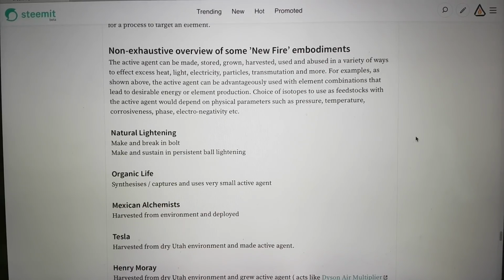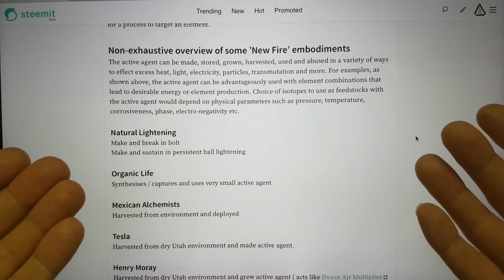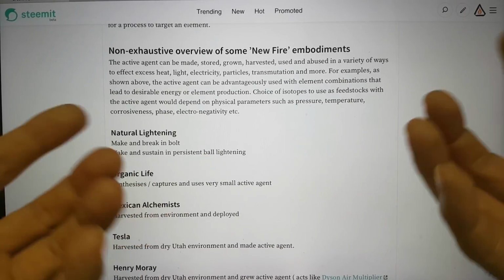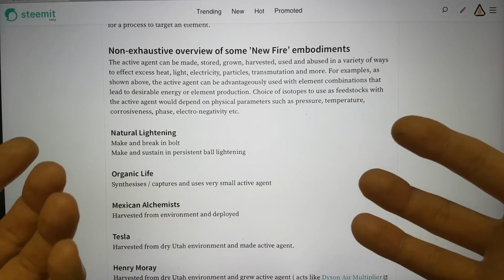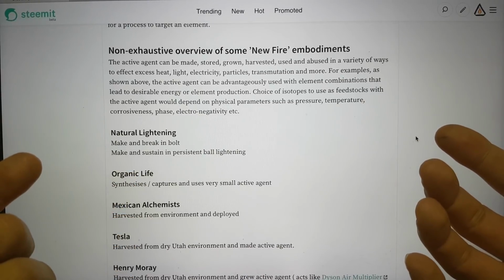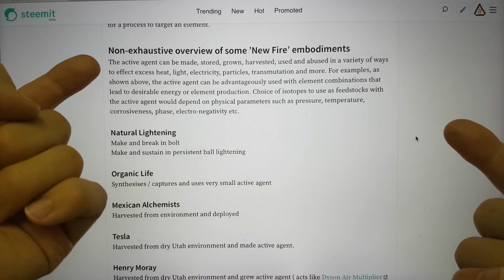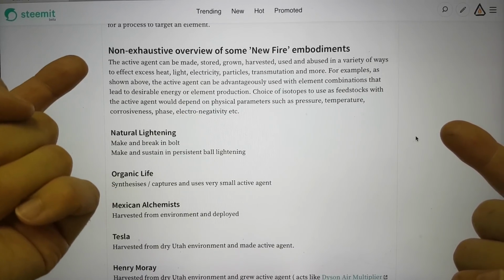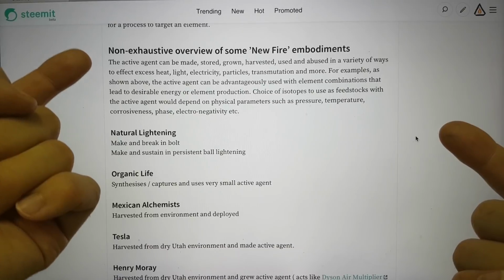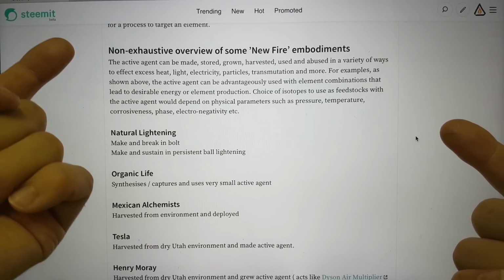Now I just want to talk about a few experiments and natural things that I believe have the right components to exhibit the process which I call the new fire. The active agent can be made, stored, grown, harvested, used and abused in a variety of ways to affect excess heat, light, electricity, particles, transmutation and more.